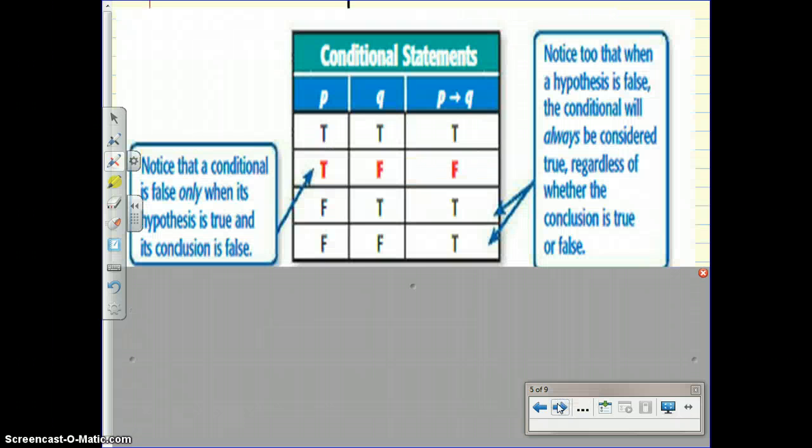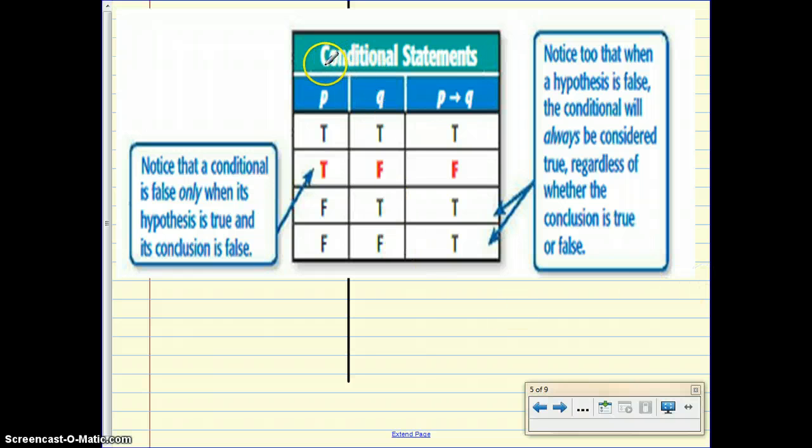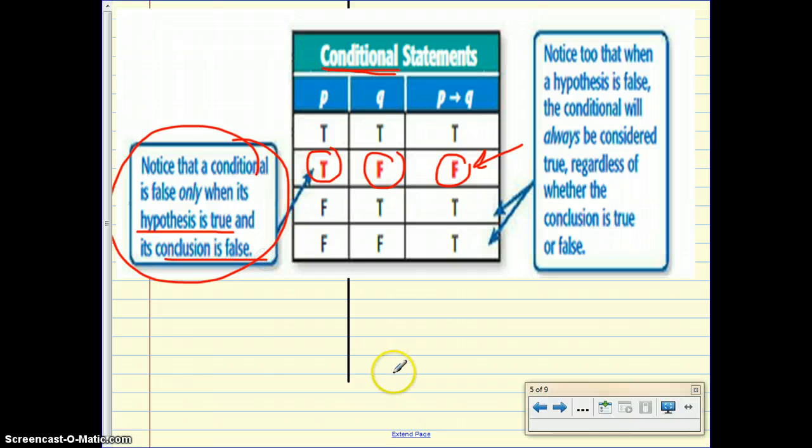All right. So here's a truth table that represents all conditional statements. So if your hypothesis is true and your conclusion is true, the statement will be true. If your hypothesis is true and your conclusion is false, the statement is false. That's the only time it's false, when the hypothesis is true and its conclusion is false. Otherwise, it's going to be true.